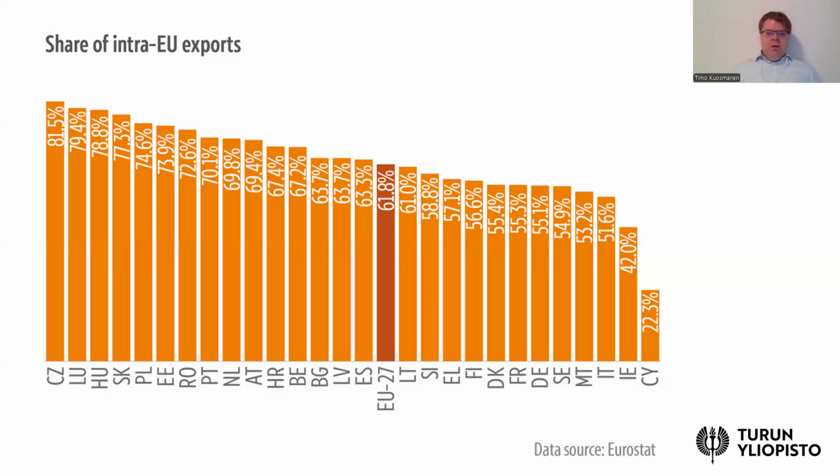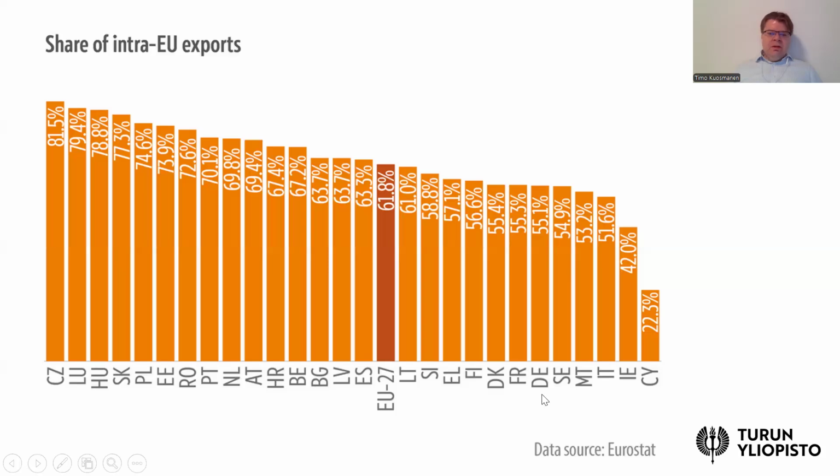If you look at these countries, perhaps geography is one of the reasons that explains this high share of intra-EU exports. All of the countries at the top of this list, the Czech Republic, Luxembourg, Hungary and Slovakia, all top four are landlocked countries within the continent. They do not have sea harbors that would make it easy to trade overseas with other continents.